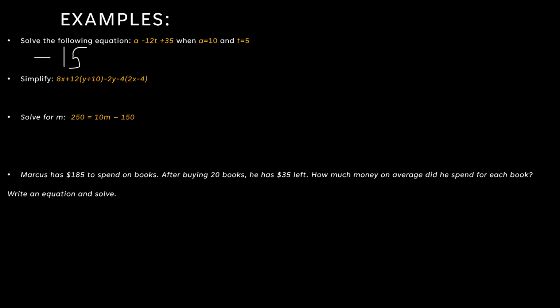The next one, we're asked to simplify. So we have 8x plus 12, parentheses y plus 10, minus 2y minus 4, parentheses 2x minus 4. So in order to do this one, they're obviously asking to combine like terms. But first, we have to solve for everything inside of our parentheses. Order of operations is still technically applicable here.